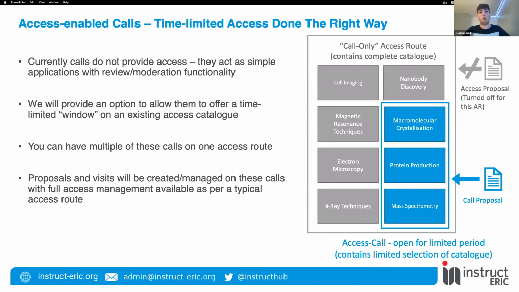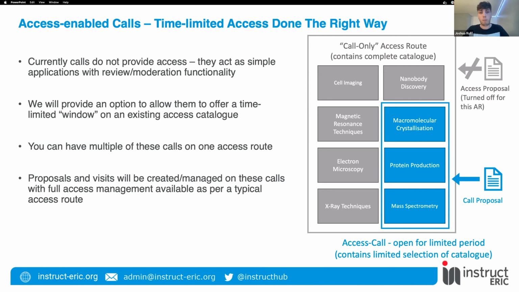Access calls. So time-limited access done the right way. Now, currently we have calls, which are temporary means, applications that you can review, with review and moderation functionality. When you want to create a proposal, you have to use an access route. And at Instruct, we tend to have access routes that are permanent means of access, and correct me if I'm wrong, with services that stay there for an infinite amount of time.